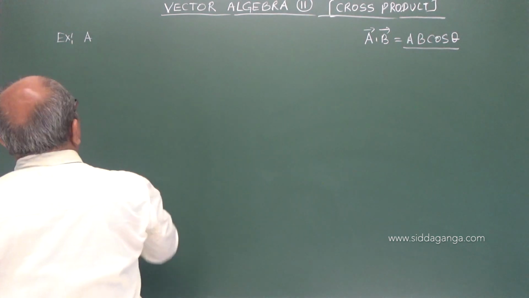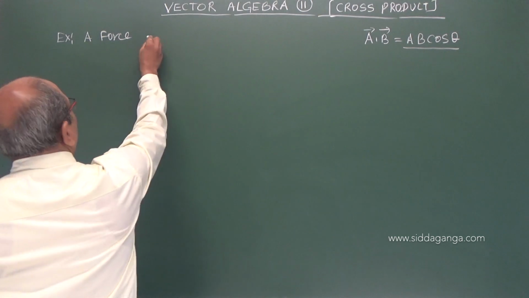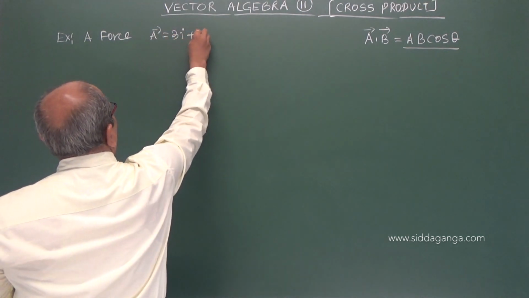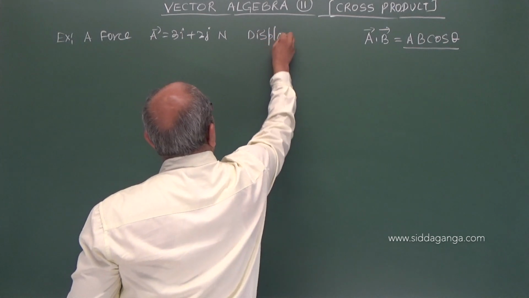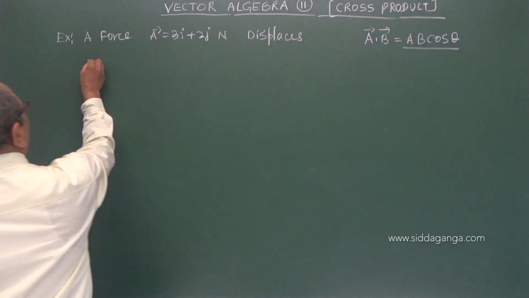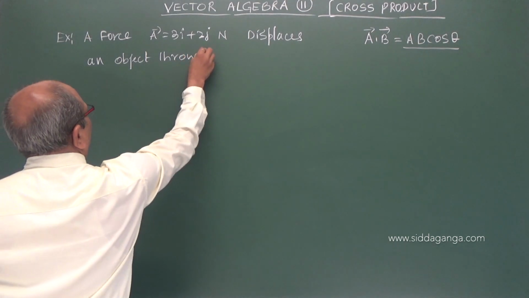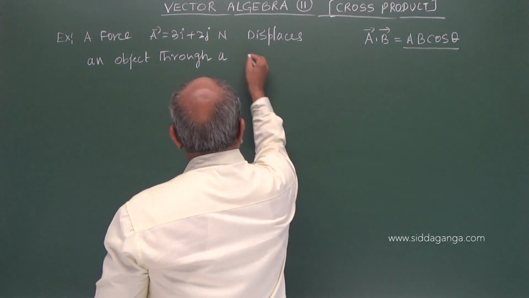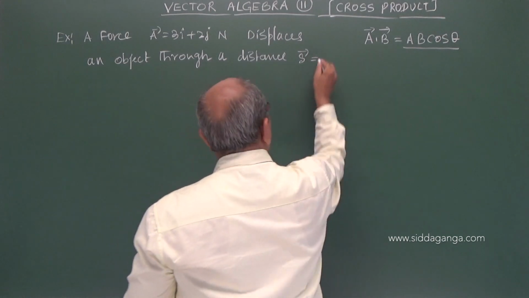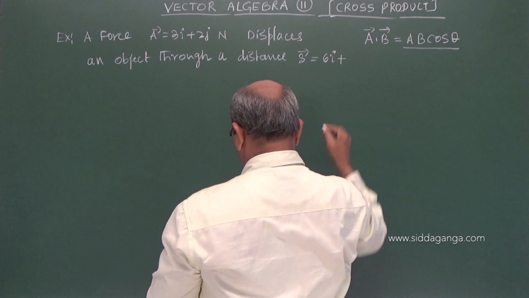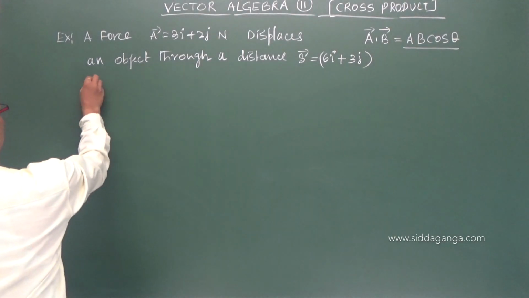A force F equal to 3i plus 2j Newton displaces an object through a distance given S equal to 6i plus 3j. Find the work done by the force.